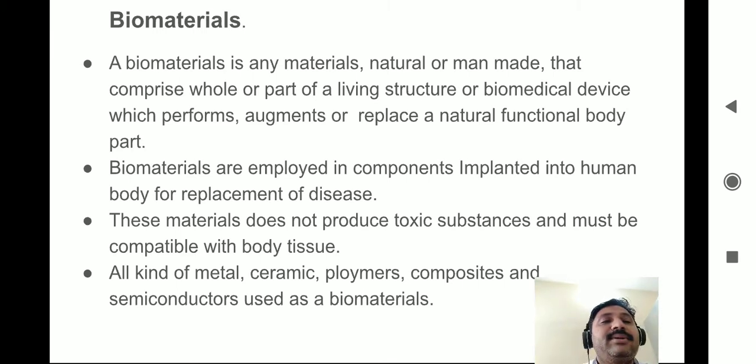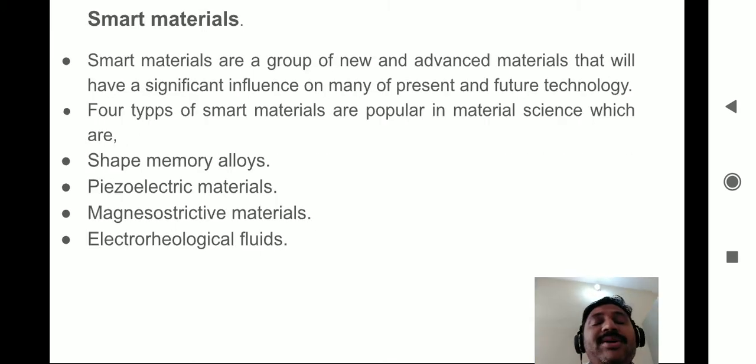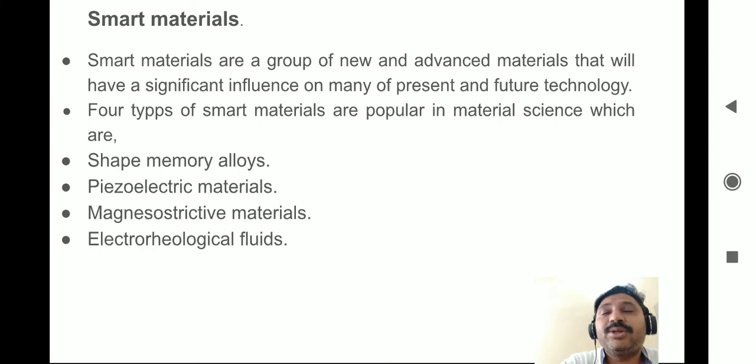Then after this, smart materials. In biomaterials, I don't show an image, but you can see a tooth, or a hip or shoulder implant, or a stent used in heart surgery. All of that is considered biomaterial.